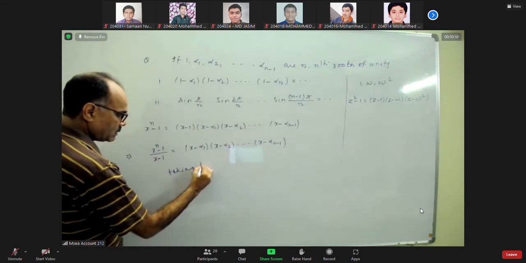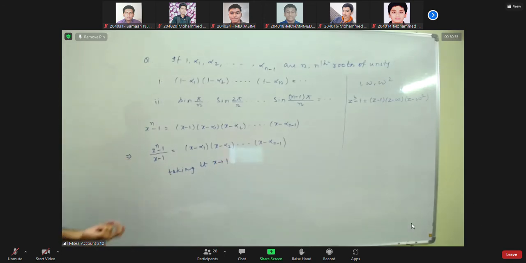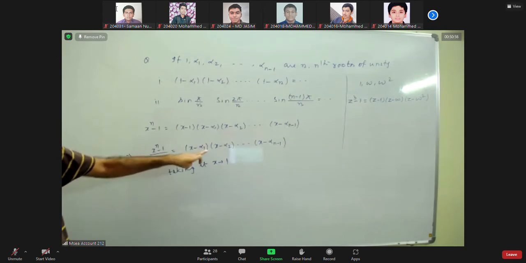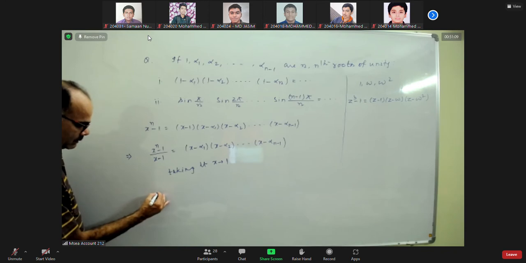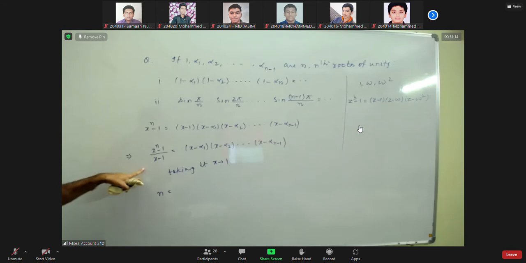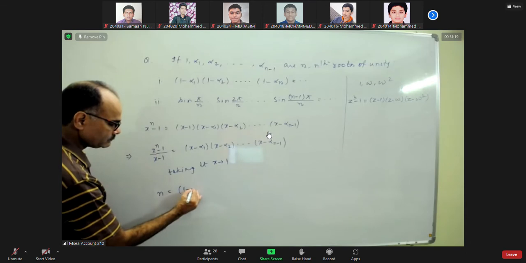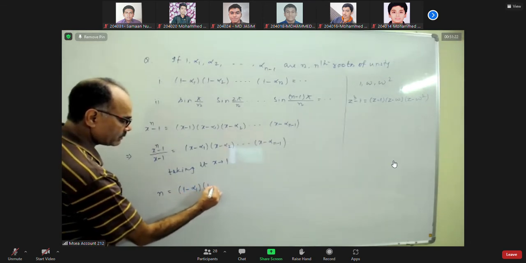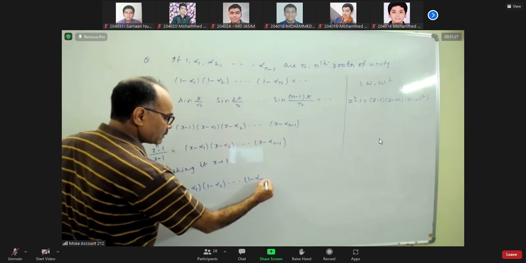Taking limit x tends to 1. We can put the value on the right side directly, 1 minus alpha 1. Left-hand side is 0 by 0, so L'Hopital rule: n into x to the power n minus 1 by 1. So left-hand side will be n, or not? And on the right side just directly put the value: 1 minus alpha 1 into 1 minus alpha 2, to 1 minus alpha n minus 1.